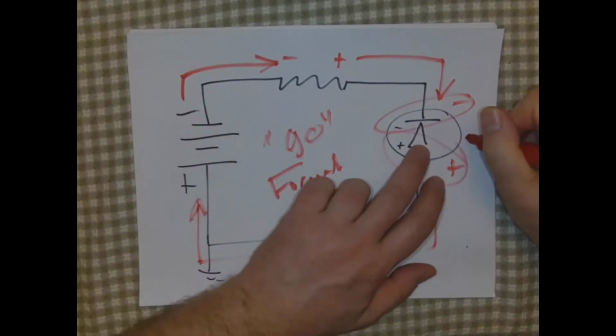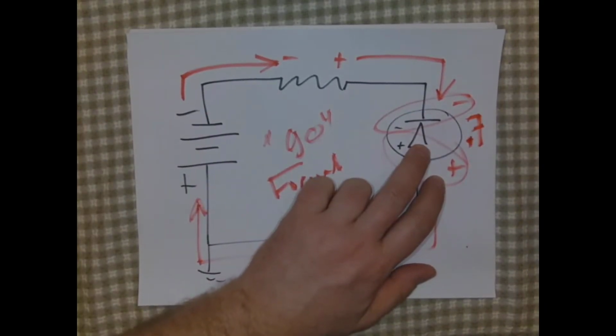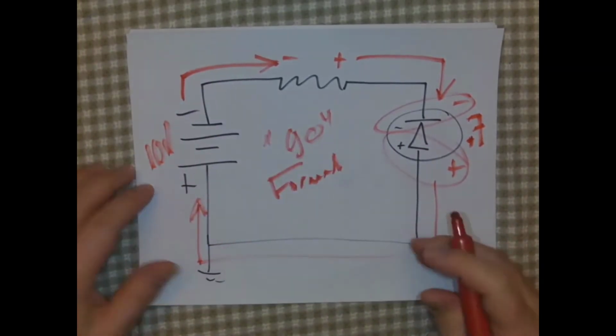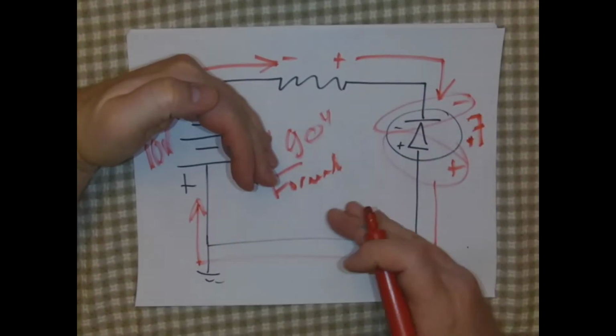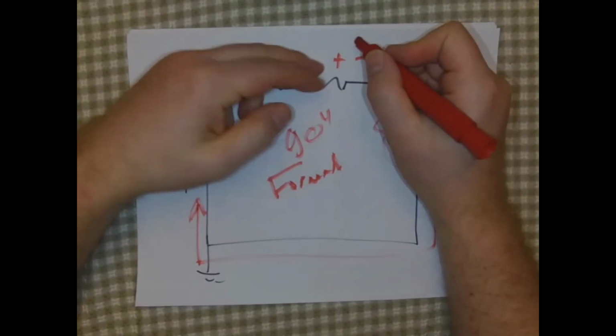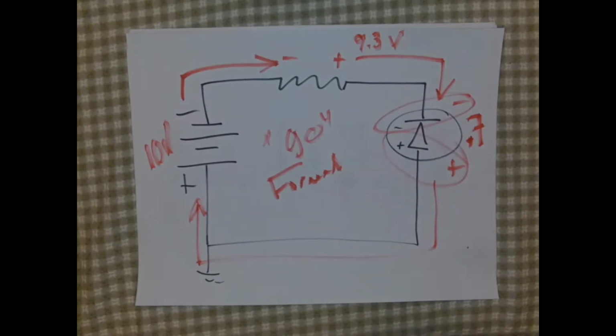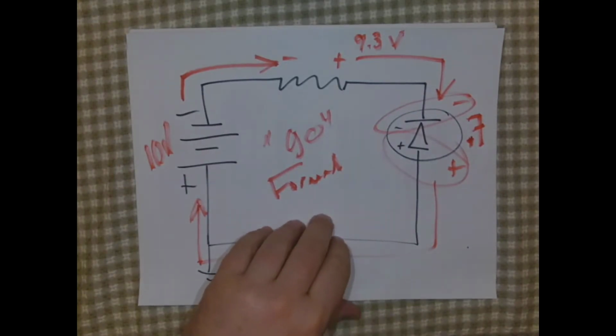diode. If I have a go, I have 0.7 volts because I'm forward biased. If I have 10 volts on my battery, I've got to have 10 volts somewhere over here. 0.7 goes to my diode. That means 9.3 is going to my resistor. And that's how we would take a look at those two circuits.